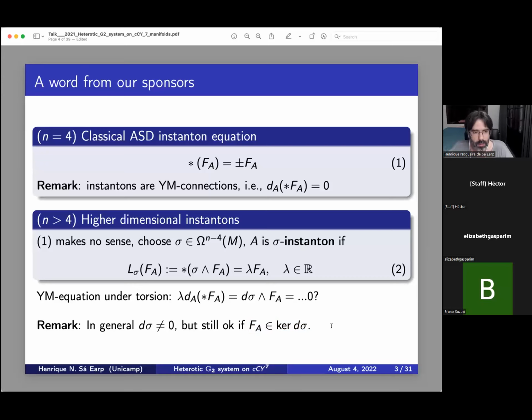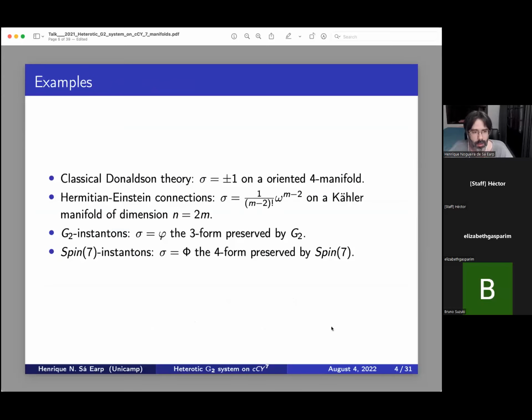Yang-Mills phenomenon still occurs. Anyway, so classical examples are Donaldson theory, where this sigma is really just the choice of orientation; Hermitian-Einstein connections in the Kähler setting, where you complete dimensions using multiples of the Kähler form; G2 instantons on 7-dimensional manifolds, where the n-4 form is now a 3 form, which is precisely the so-called G2 structure; and in 8 real dimensions, a similar situation where your n-4 form is now a so-called spin 7 structure.